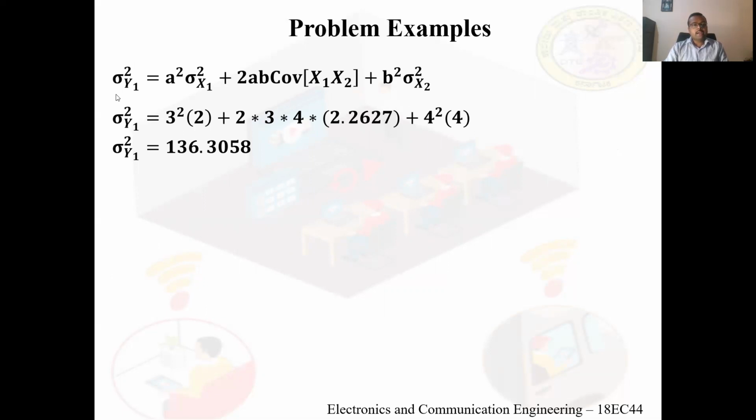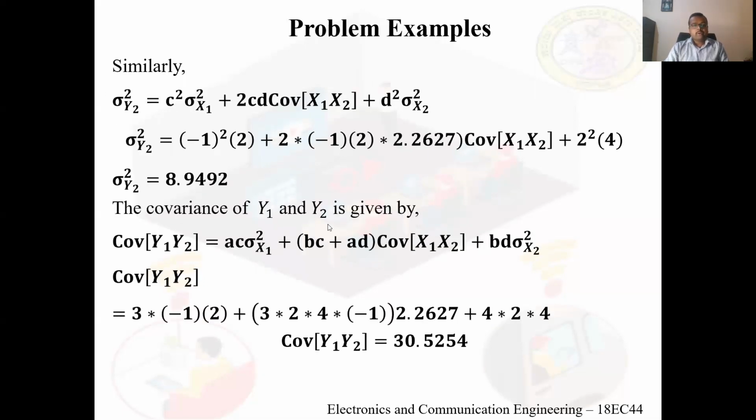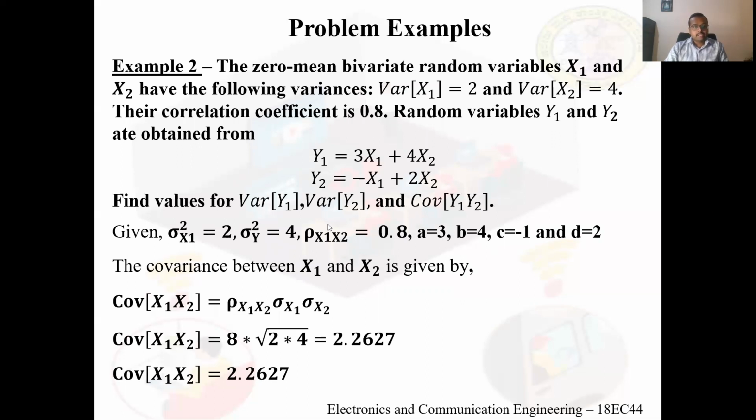Now similarly, how do you calculate the variance for this one? Use the same formula with the covariance of x1, x2, and substitute the values here. Simplify the equation, and you get the variance as 136.3058. We calculated all the required values. What do you need to calculate? You need to calculate the variance of y1 and the variance of y2, and then the correlation coefficient from sigma square of y1, sigma square of y2, and the covariance of y1 and y2.